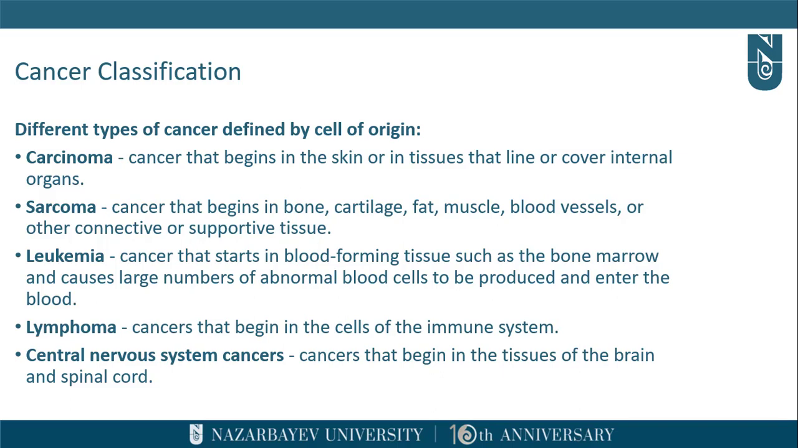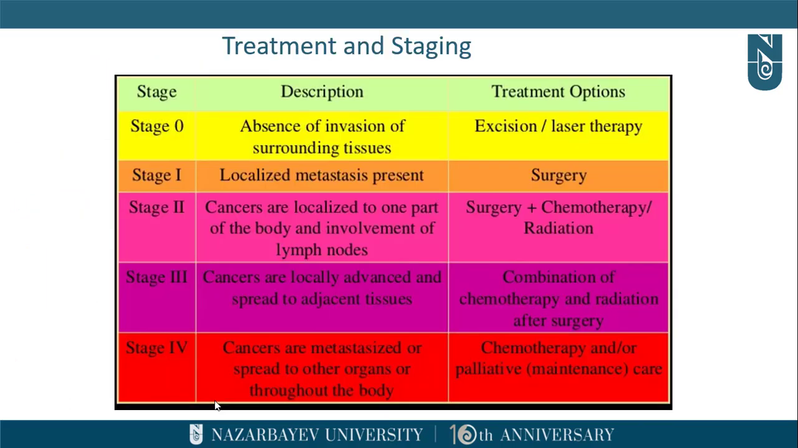It's cancer that begins in the cells of the immune system, and central nervous system cancers begin in the brain and tissues and the spinal cord. Regarding the staging, we have 4 different stages. So the severity of the disease and the treatment complication starts increasing as the stage grows from 1 to 4.